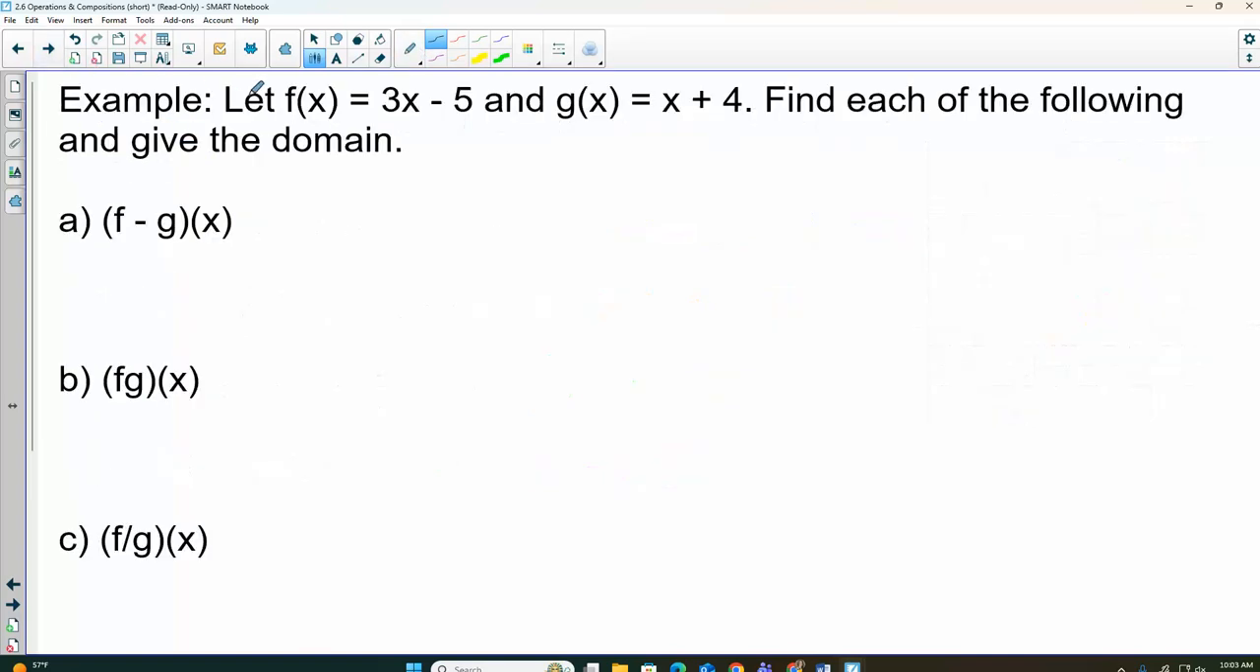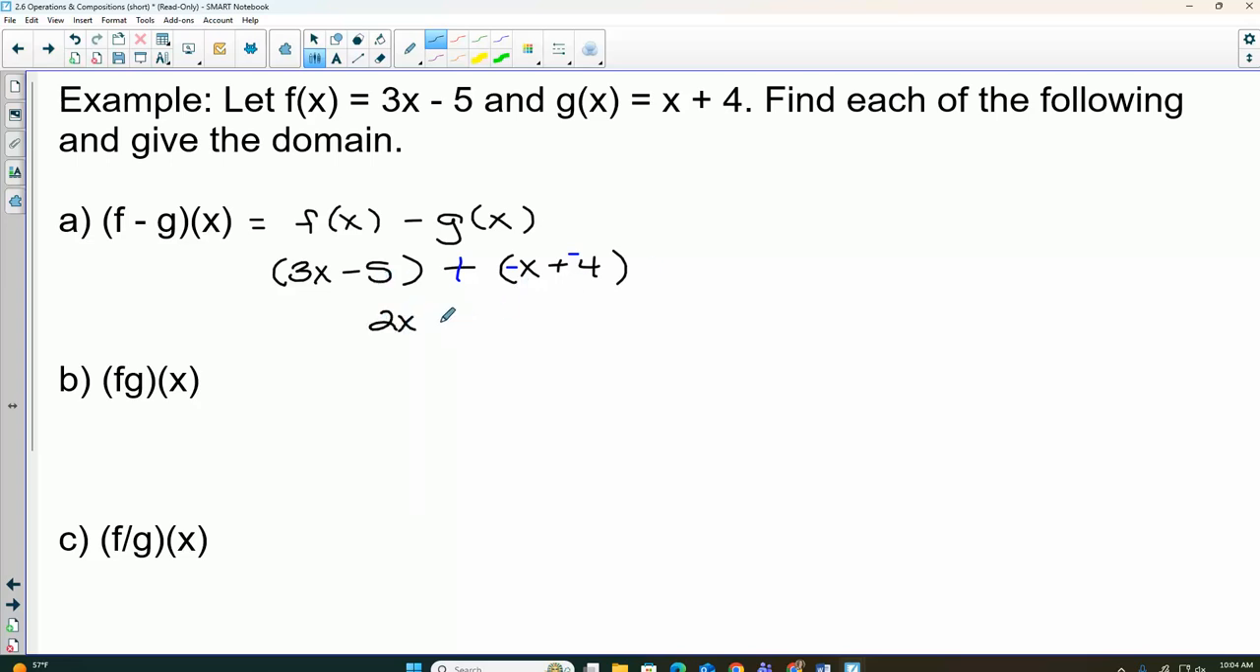Let's look at this one. So all of the ones we've done so far, I've given you numbers to plug in. We could find f minus g of x, where I'm not giving you a number. We're going to just find an expression that still has x in it. And it means the same thing. We're just going to do f of x minus g of x. What is f of x? 3x minus, what is g of x? Okay, if I want to subtract those, make it plus and distribute a negative. So 3x plus negative x is 2x. Negative 5 plus negative 4.